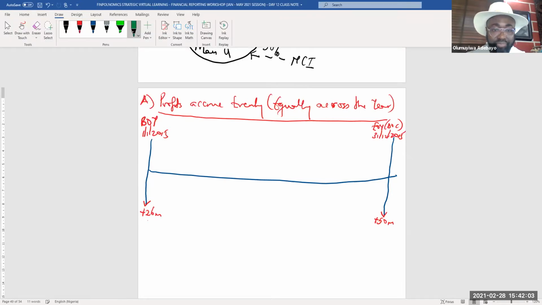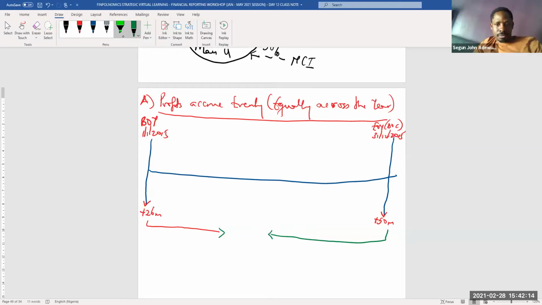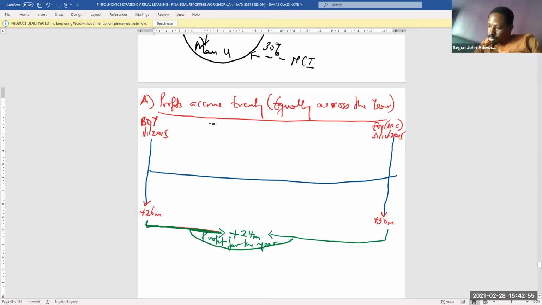Now, what has transpired between beginning of the year and end of the year? I'm talking about what has allowed 26 million to grow to 50 million. It has grown by 24 million during the year, which should represent a profit for the year. Does that make sense? Because what impacts your retained earnings from what it was at the beginning and what it is at the end, assuming you have not paid a dividend, is your profit for the year.